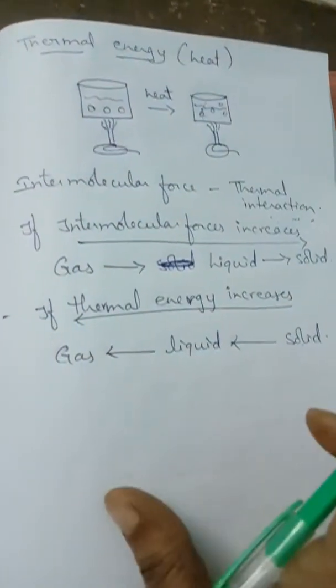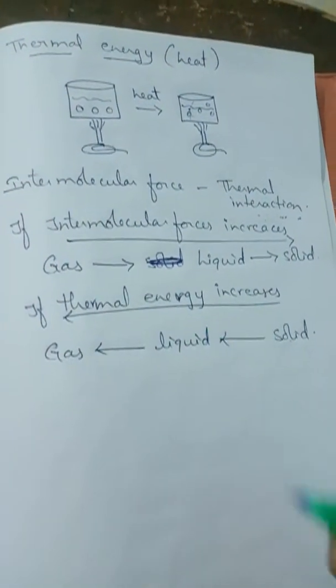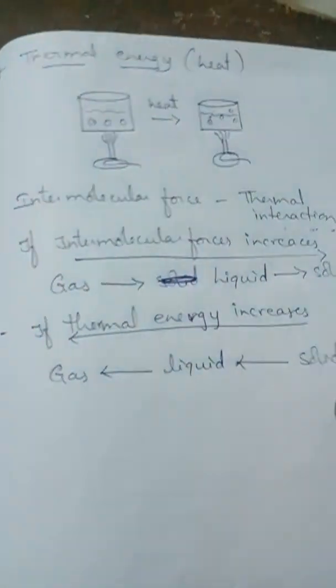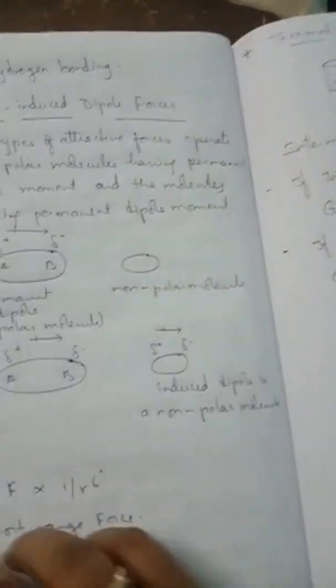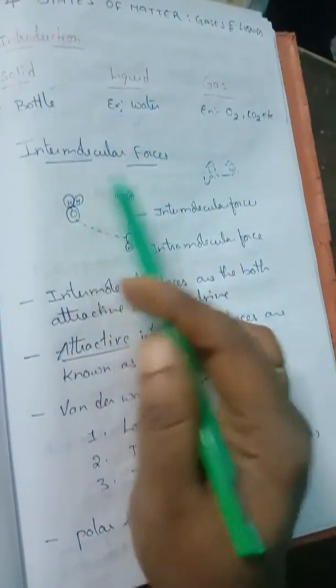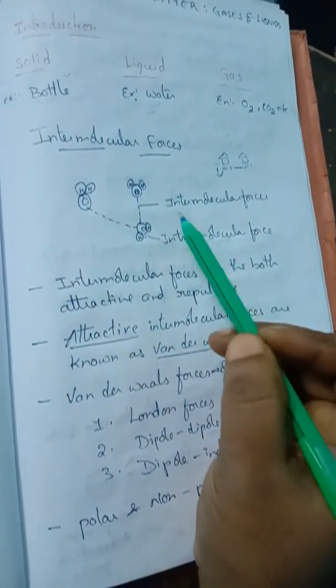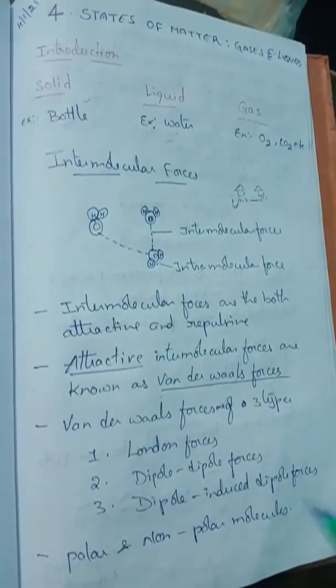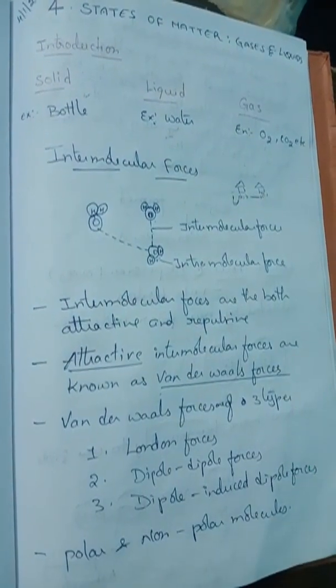So far we have completed this, and in the next class we are going to discuss the gaseous state. Today in this chapter we have learned what is meant by thermal energy, what the three types of van der Waals forces are, what London forces are, what is meant by polar and non-polar molecules, and what intermolecular forces and intramolecular forces are. In the next class we will start the next subtopic, the gaseous state, from this chapter.